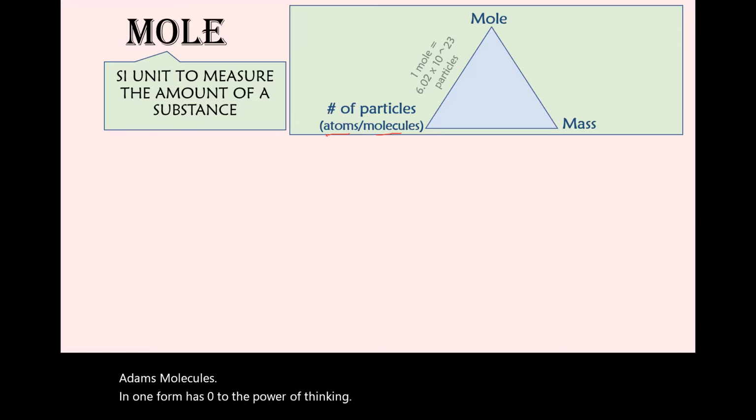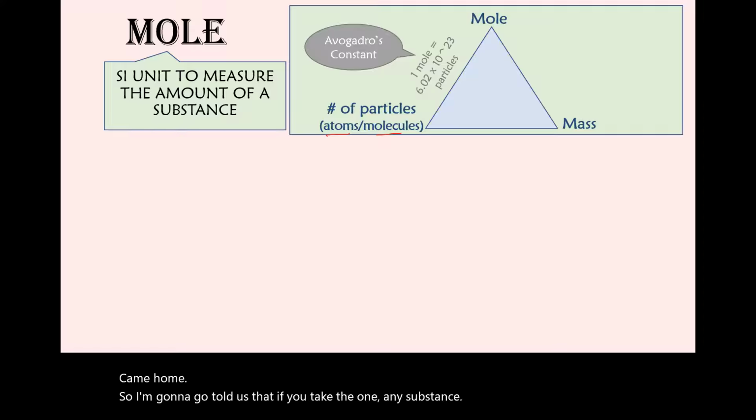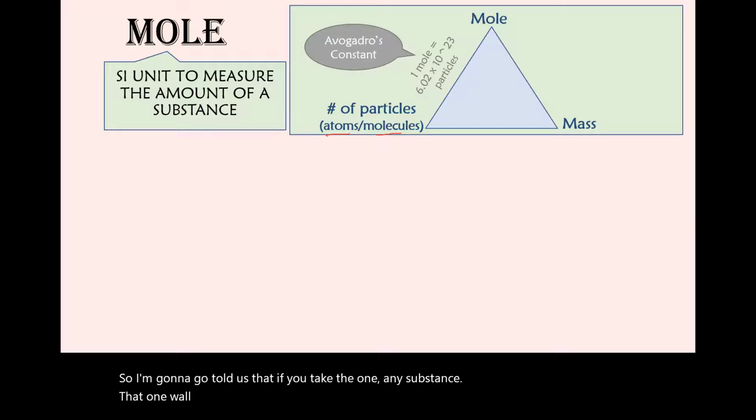This very specific number came from Avogadro's law. So this number is called Avogadro's constant. Avogadro told us that if you take 1 mole of any substance out there, that 1 mole of that substance is going to have this specific number of particles.